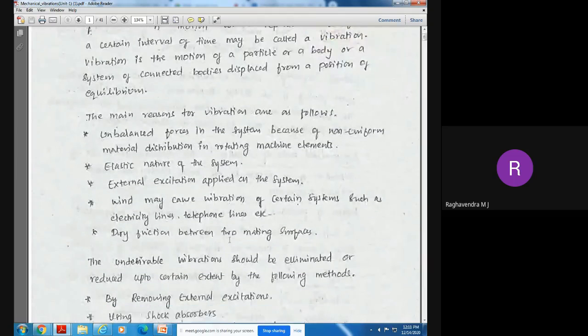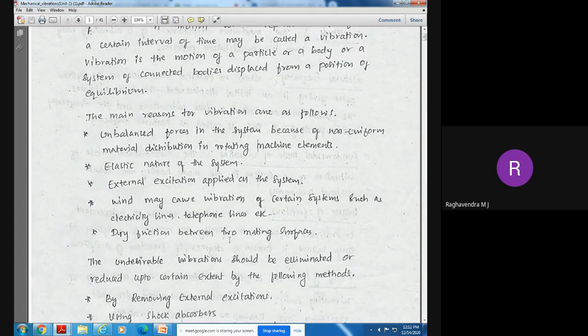Next, also the dry surface. Due to a dry surface, what happens? There will be friction between the parts. Due to that friction, what happens? There will be imbalance and energy loss occurs. And due to that, there will be a vibration. So dry friction between the two mating surfaces is also one of the reasons for vibrations in a structure.